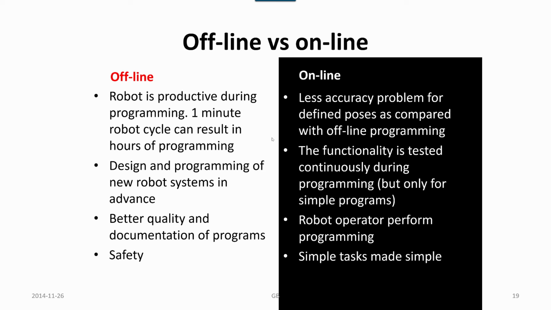And the robot operator performs programming, and that person usually knows what is going on and has some kind of experience. But if complex tasks are complicated, I would say that simple tasks made simple is a good thing compared to offline programming, where even simple things might take a longer time than for online programming. So a combination is fruitful in many cases.